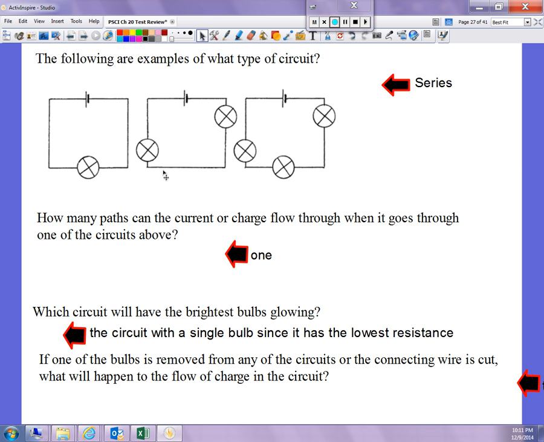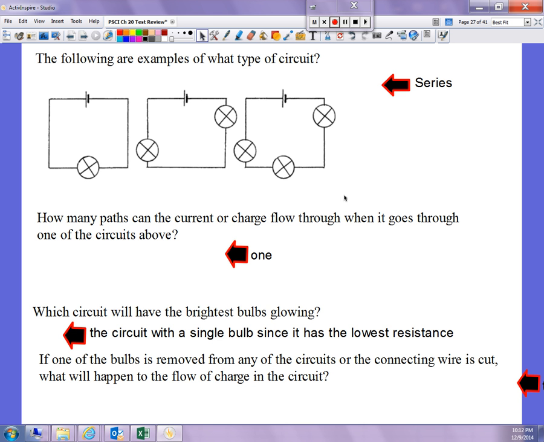Remember when we put these in series that the current actually decreased. Our power source didn't change, but our current decreased and the bulbs glowed less brightly because the overall resistance just adds. We have to go through them one at a time, and so it sees it as one big resistor.